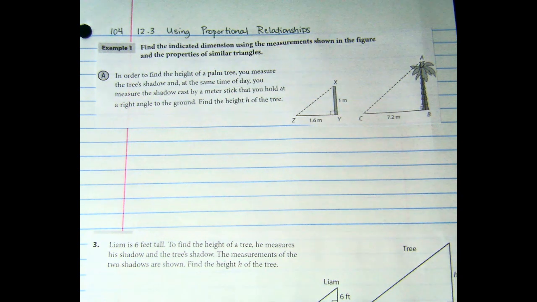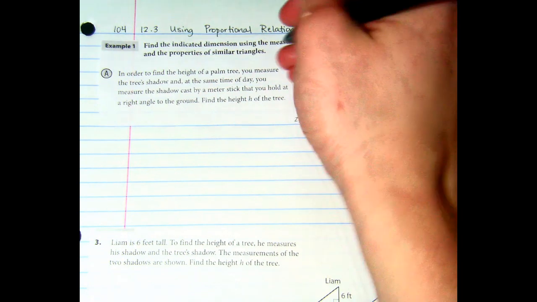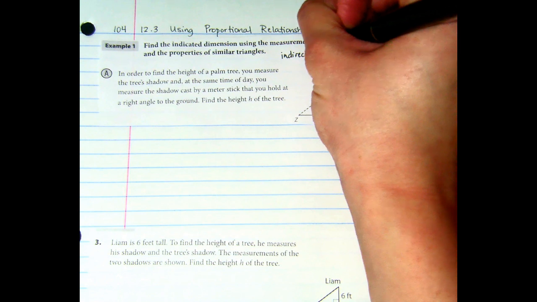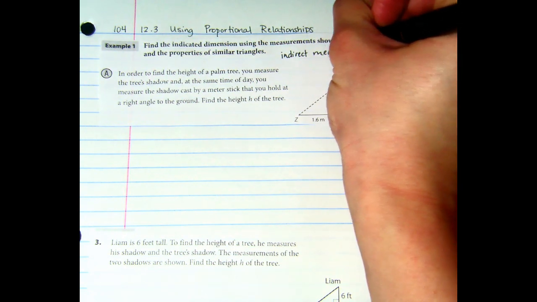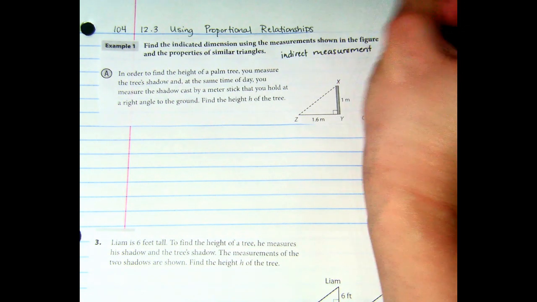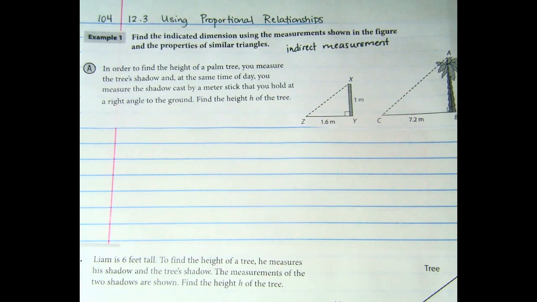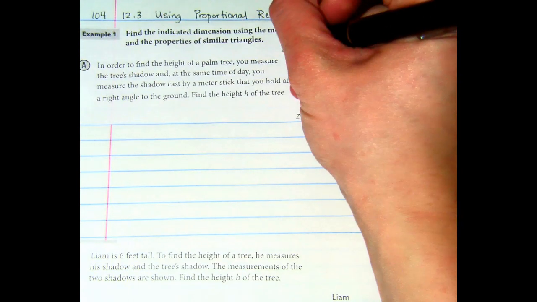Alright, guys. Using proportional relationships. Like I said, we have done some of this before. We are going to use proportional relationships to find the measure of whatever it tells us to. If it ever says something like use indirect measurement, it's talking about this. That means we can measure something without actually climbing up and measuring a palm tree. This idea is called indirect measurement. It's good to know what that is.